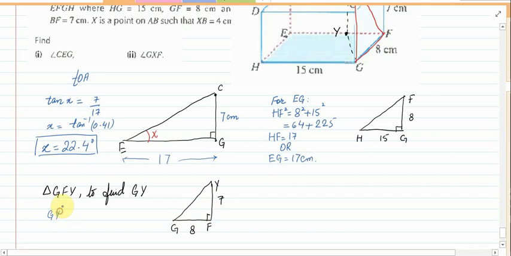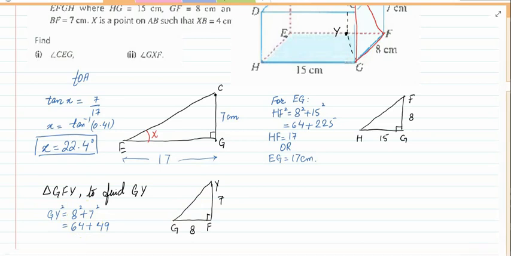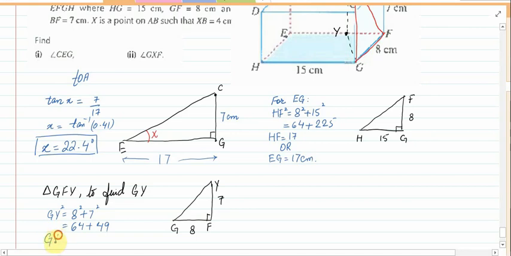So GY square is equal to 8 square plus 7 square. 8 square is 64 and 7 square is 49. So 64 plus 49 and the root of the answer is 10.63. So the value of GY is 10.63 centimeter.